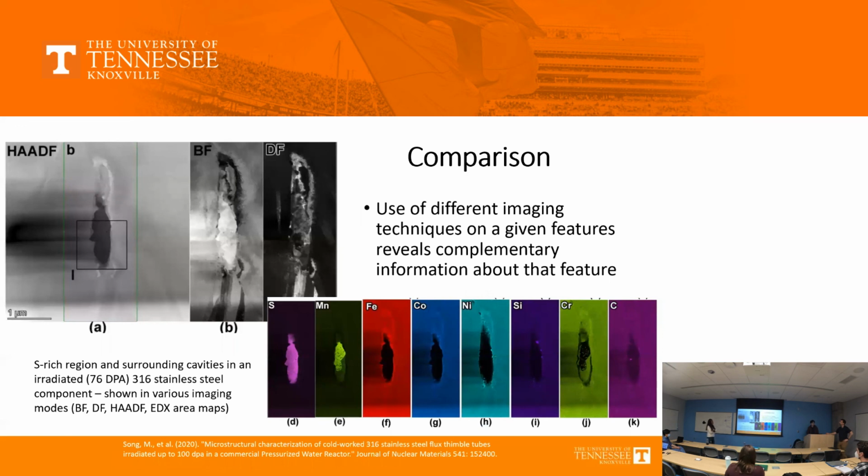Just going back around, showing, so this is actual neutron-irradiated in-reactor stainless steel with some radiation-induced precipitation here. I forget if it's on the boundary or just free floating, but you can see we've got a combination. You've got HAADF image, bright field and dark field. So you can see, as you'd expect, bright field and dark field are very much complete inverse of each other.